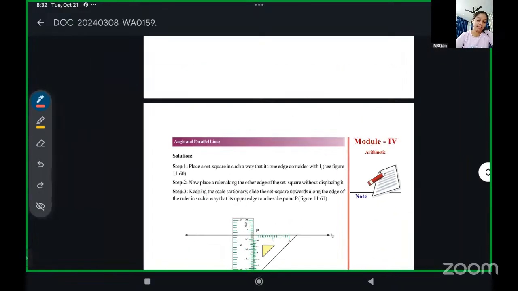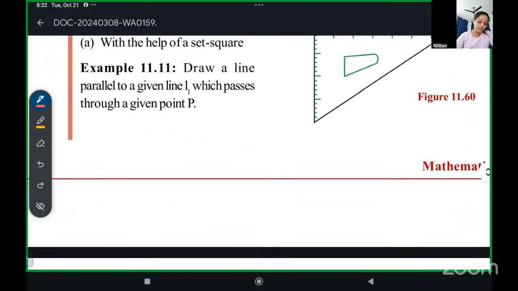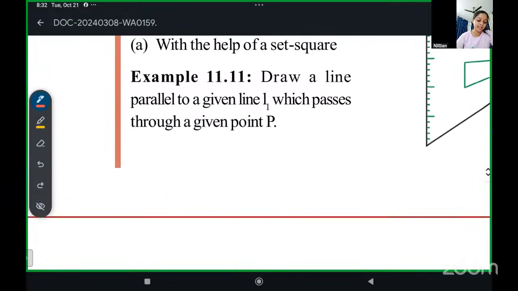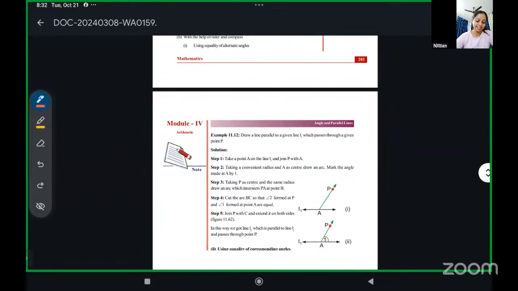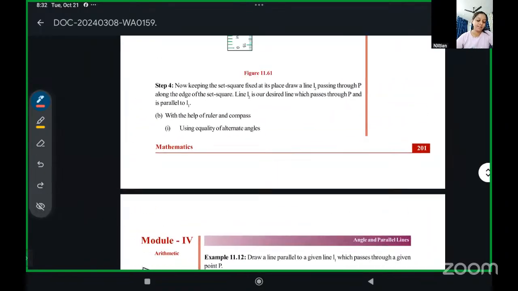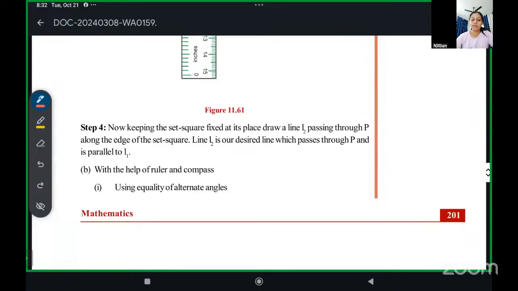I don't know why they mentioned that here. Draw a line parallel to line. Okay, this is a question. That is the question. Abraham, the thing that we did in the first step now, drawing L2, is actually done in the last step. The first step is you make a line L1. Ma'am, can you repeat what point is P?